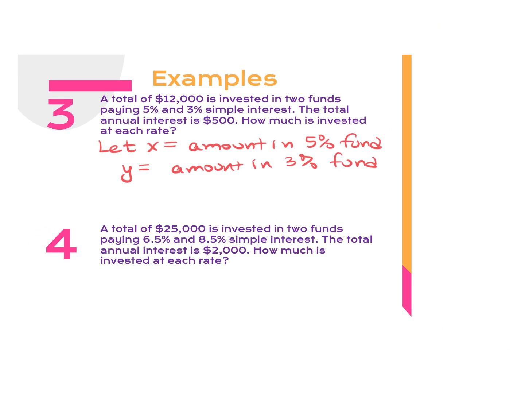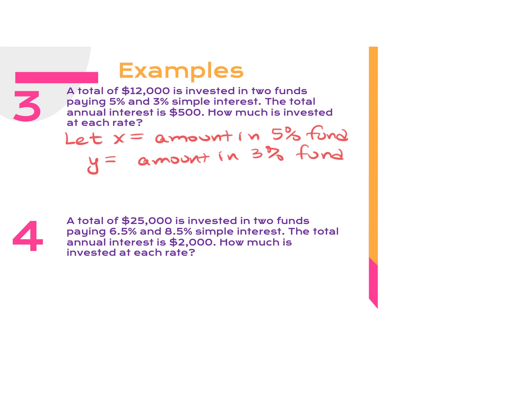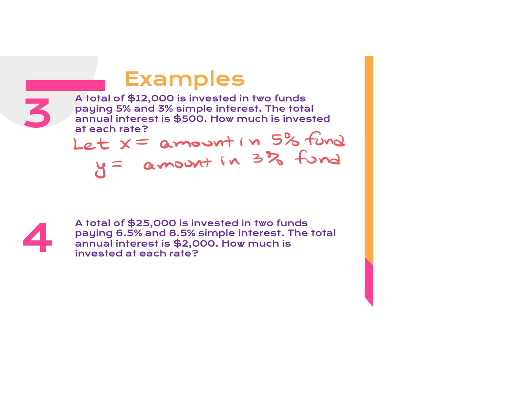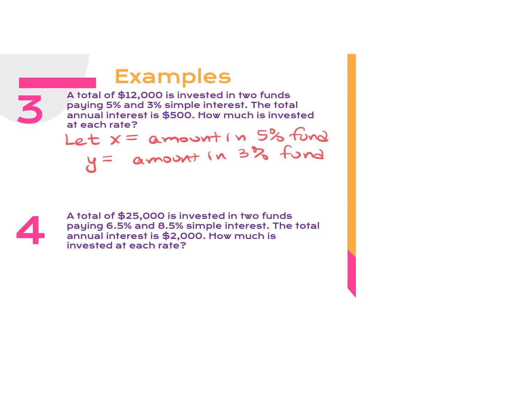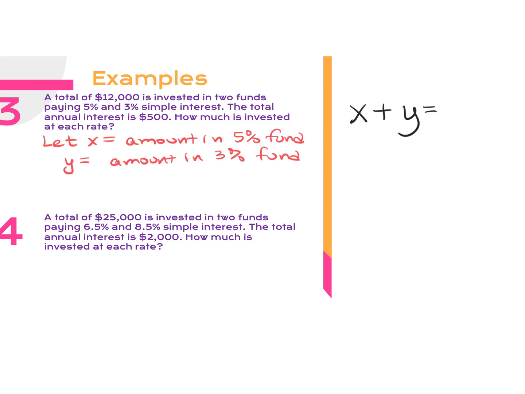So when I go to set it up, it's telling me that a total of $12,000 is invested in two funds paying 5% and 3% simple interest. The total amount of annual interest is $500. How much is invested in each rate? So again, I'm finding the value of x and of y. So my first equation is going to be concerning the amount of money that's invested. So I know I invested some amount in the 5% fund and some amount in the 3%, and together they add up to be $12,000.